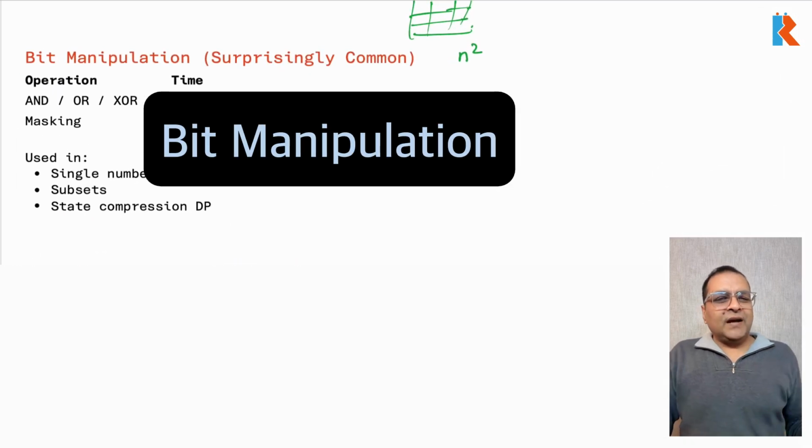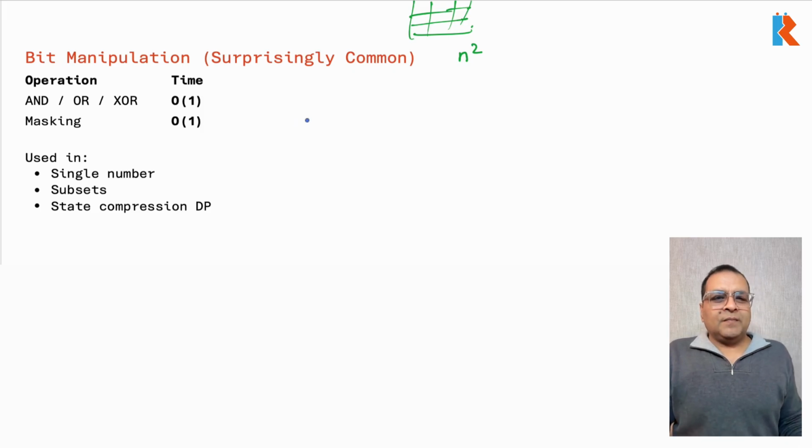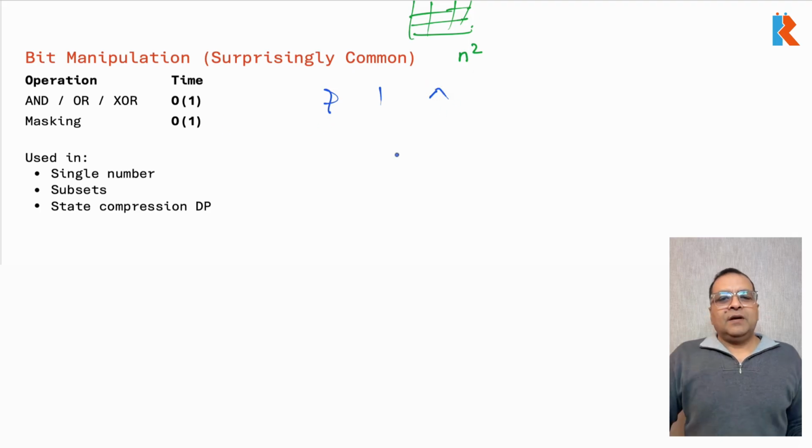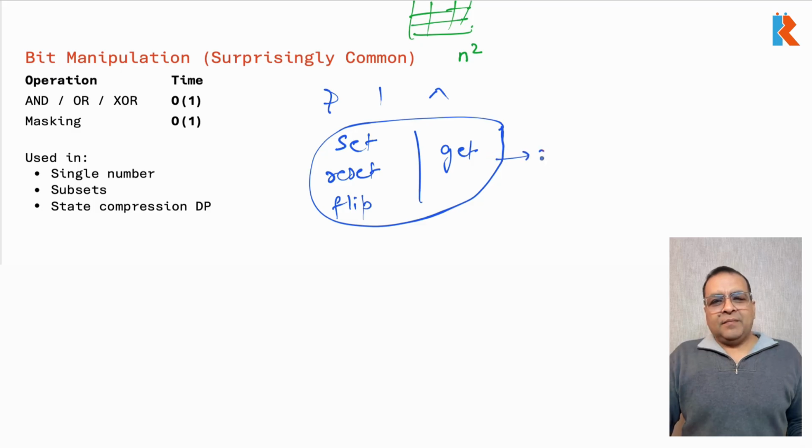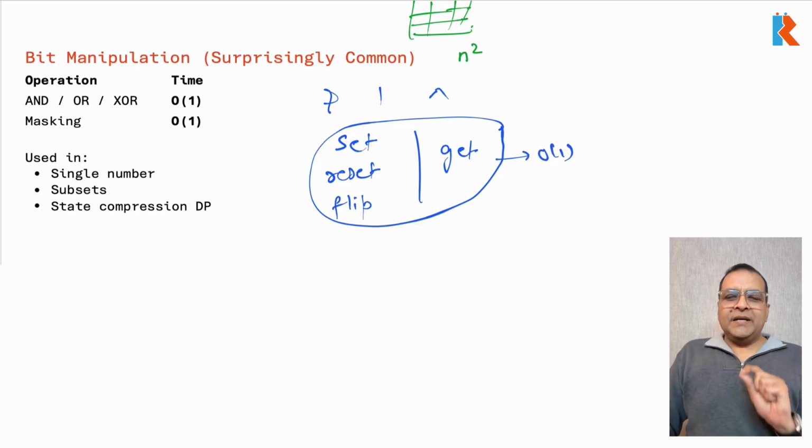Sometimes in the interview, we are asked questions related to bit manipulation. If you are performing bitwise AND, bitwise OR, or bitwise XOR, then these operations take constant time. If you want to set a particular bit in the binary representation of a number, or you want to reset a particular bit, or you want to flip or toggle a particular bit, or you want to get a particular bit, all of these operations take constant time. So manipulating a particular bit in the binary representation of a number is a constant time operation. And for that we use masking.